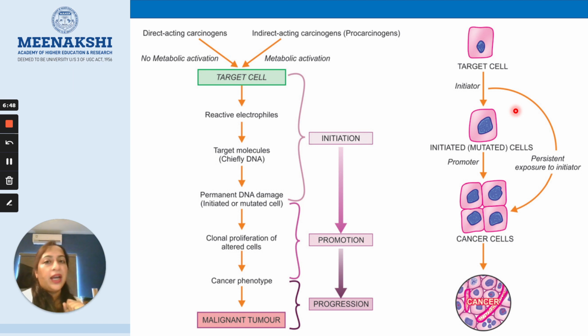So where are these dangerous indirectly acting carcinogens activated? In the liver. Each of us has a set of very specific cytochrome P450 enzymes. They are highly polymorphic and genetically decided. That is why some people are prone to certain cancers and some people may not be. They are activated in the liver and then form these reactive electrophiles. This is a catchword. Somewhere in your answer, you must mention reactive electrophiles because that is the active form of the chemical carcinogen which actually mutates the cell. It attacks the target molecule, mainly the DNA, causes permanent damage to it, then clonal proliferation, and finally the phenotype of cancer. Once again, there are three steps: initiation, promotion, and progression. You require initiation. Only then will promotion and progression be effective.